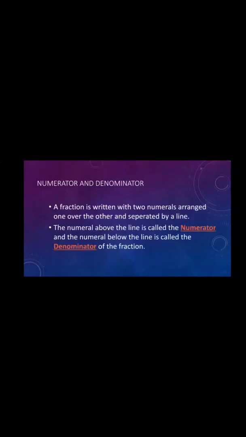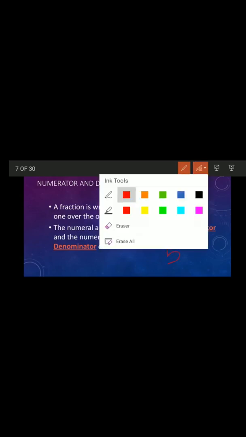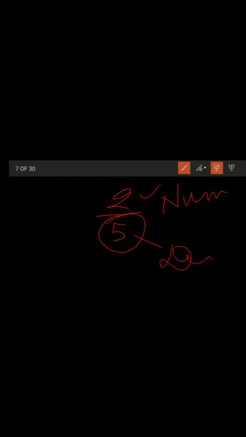Now let's understand what is numerator and denominator. A fraction is written with two numerals arranged one over the other and separated by a line. The numeral which is above the line is called numerator and the numeral below the line is called denominator of the fraction. So according to these two lines, any number written one over the other and separated by a line. So let's take 2/5. We have taken 2/5 and the next line says that the number which is above the line is known as numerator and the number which is below the line is called denominator.